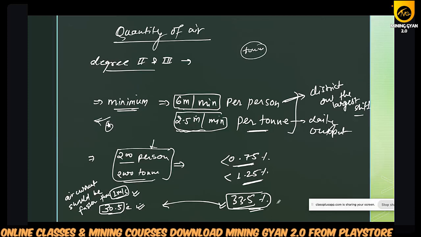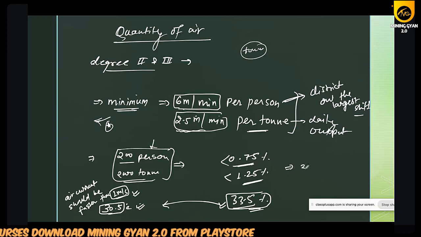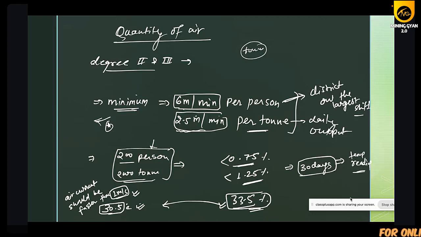And you have to monitor the temperature every 30 days. This is important, because sometimes they ask how many days you have to take a temperature reading. You have to take it after every 30 days. And this was the normal.